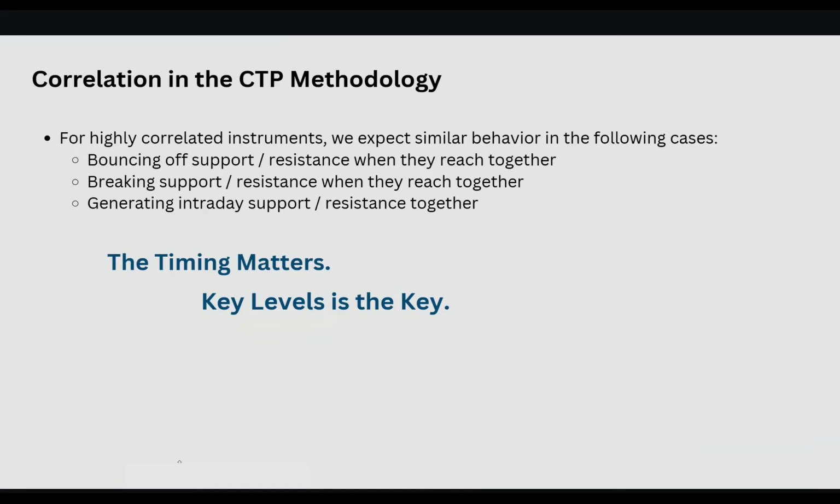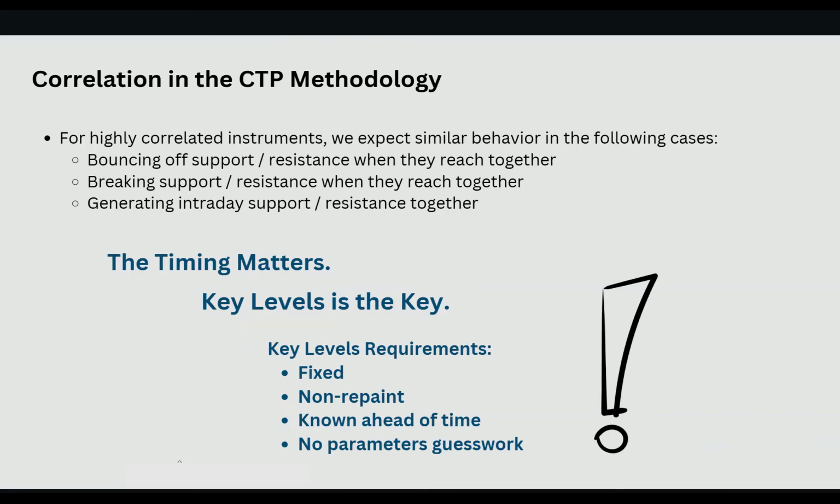Guys, in contrast to traditional correlation methods, in the CTP methodology, we look for synchronization between two correlated instruments when both reach their key levels together. So the timing matters. Key levels are the key, and synchronization is another key in the CTP methodology. By the way, that's why CTP is not relevant on charts where the time is eliminated, like Renko charts.